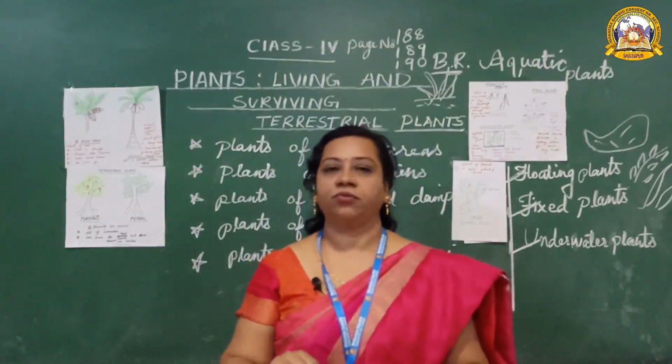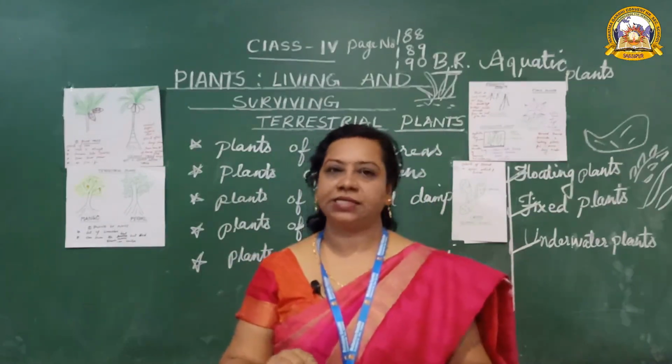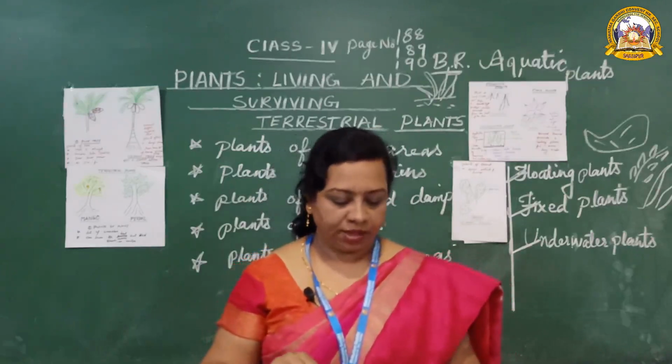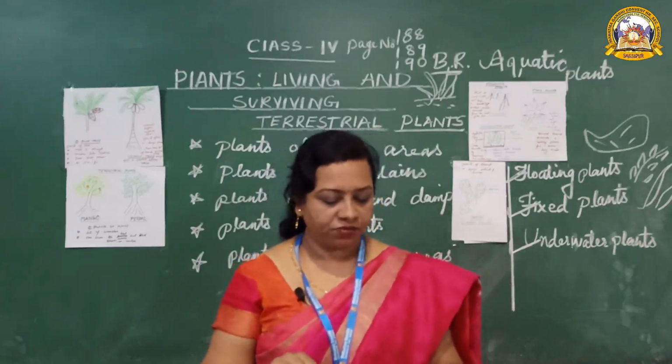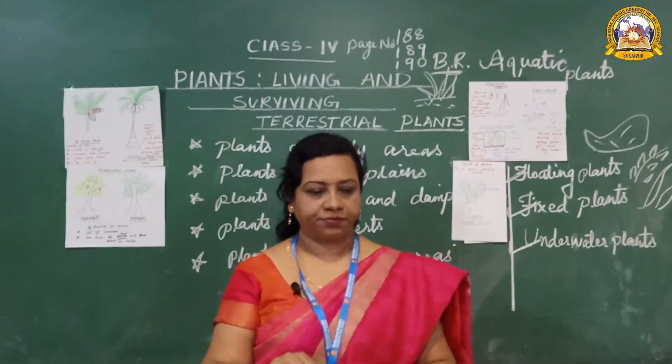Desert plants have a special feature: no leaves, but the stem makes the food for the plant. The green fleshy stem of such plants contains chlorophyll and makes food.